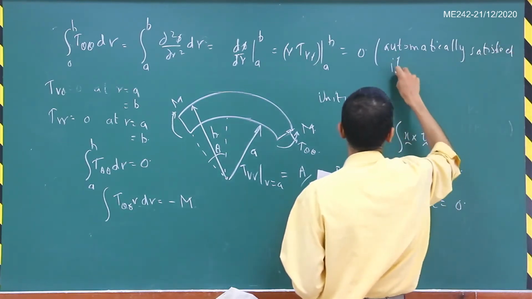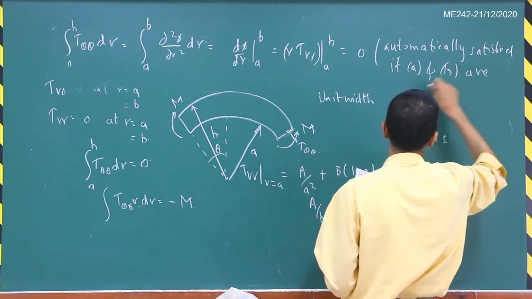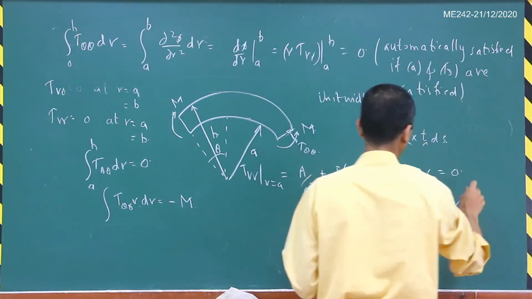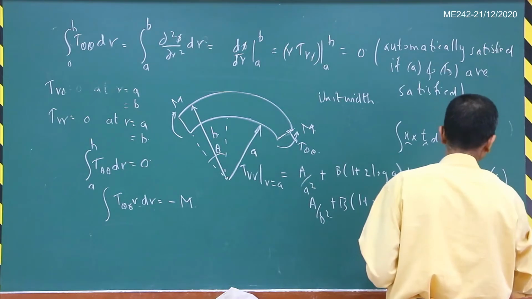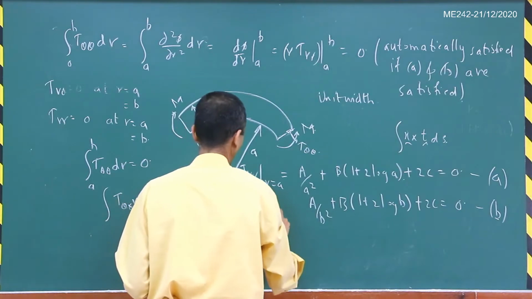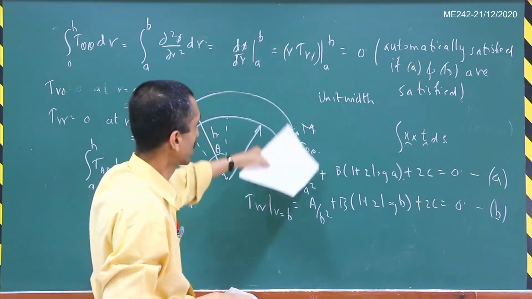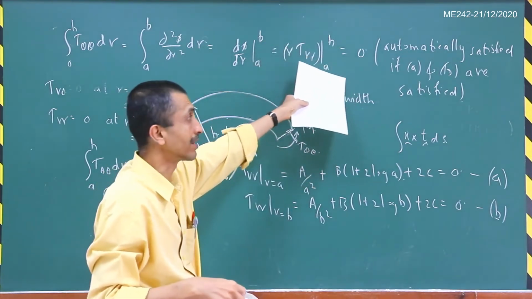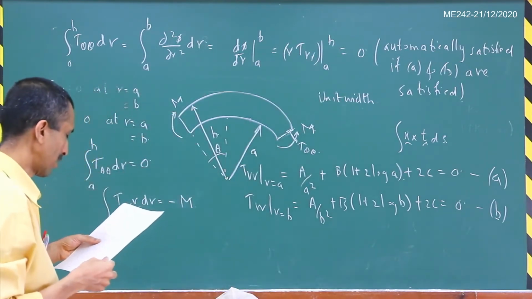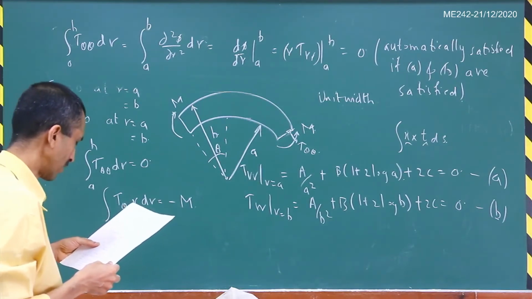If the conditions at a and b are satisfied, then this is my a and this is my b. This is the condition that tau r r at r equal to a, and this is the condition that tau r r at r equal to b, is equal to 0. If these two conditions are satisfied, then this condition will automatically get satisfied, and so the integral of tau theta theta over r is equal to 0. That is automatically satisfied on this particular edge.